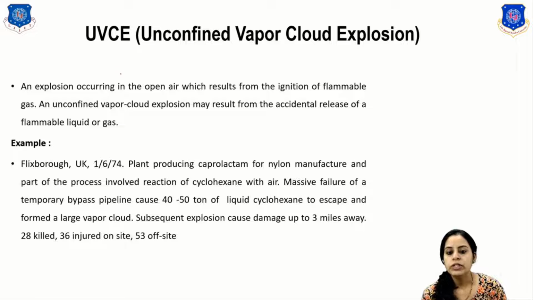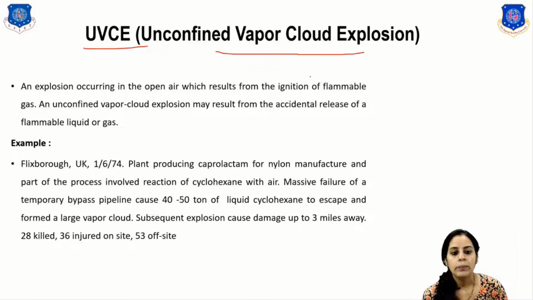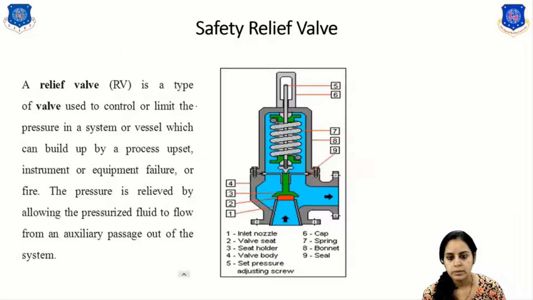Okay, the next one is UVCE, an unconfined vapor cloud explosion. It is an explosion occurring in the open air, which results from the ignition of flammable gas. An unconfined vapor cloud explosion may result from the accidental release of a flammable liquid or a gas.